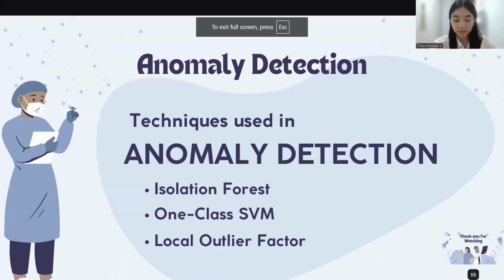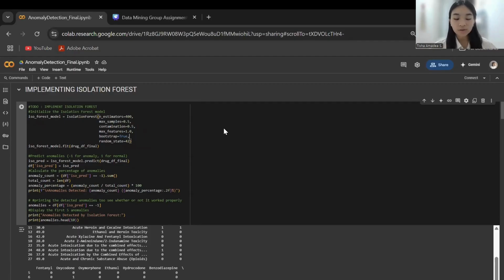For anomaly detection, three techniques were explored, which includes isolation forest, one-class SVM, as well as local outlier factor. Now let's look at the code for each of these implementations. Generally, all three implementations follow the same steps: initialization, fitting of data frame before it makes predictions, and then it is evaluated. Let's start with isolation forest.